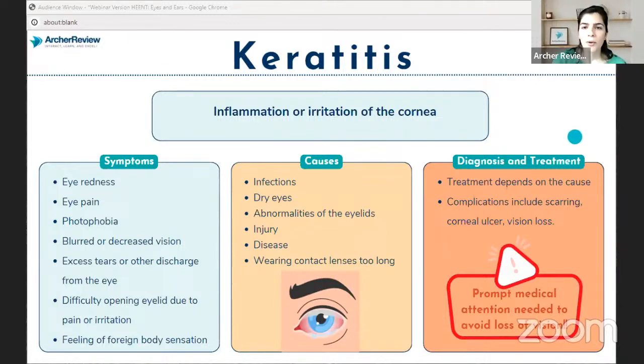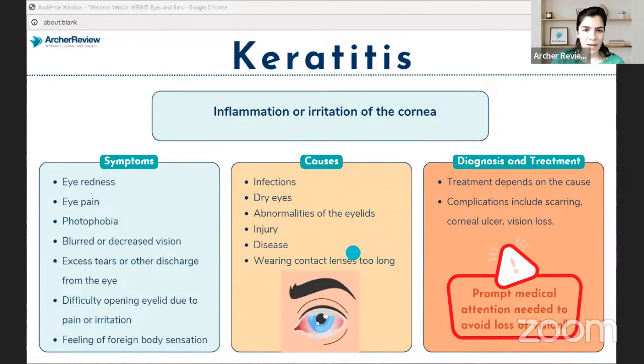And then also, please, please, please do not prescribe steroid drops, because if it is an infection that's bacterial, sometimes it can make those infections worse with the use of steroid drops. So don't make the situation worse. Make sure you're emergently getting your patient to that ophthalmologist so they can diagnose and treat it properly.